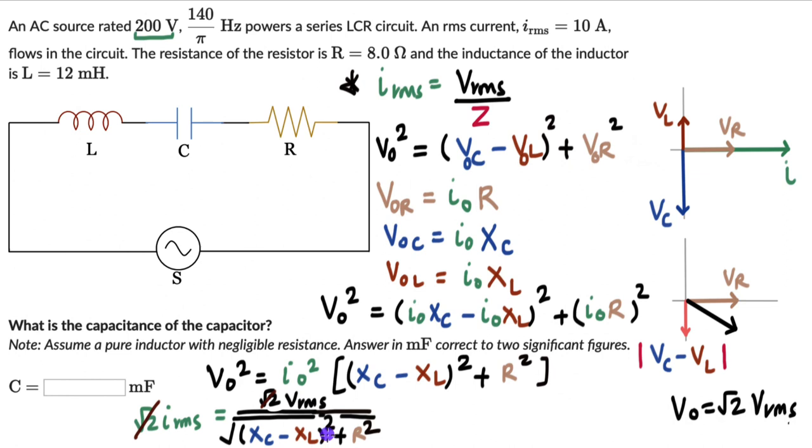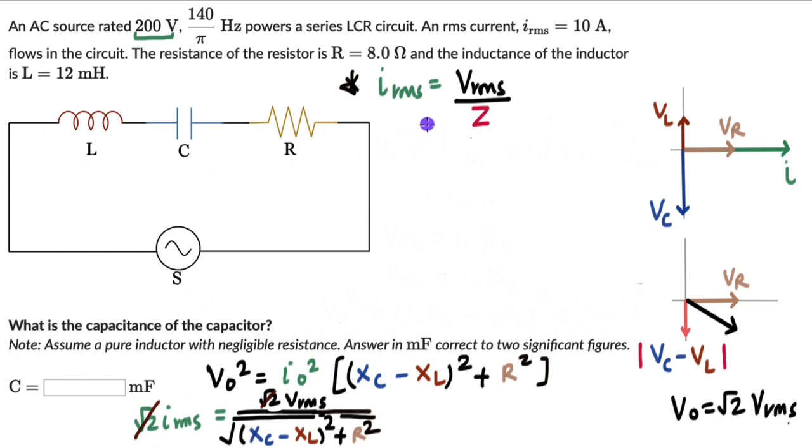Okay, now let's try and figure out the value of the capacitance. So for that, let me make some space. All right, now we know IRMS and VRMS. IRMS is just 10 and VRMS is 200. So Z would be equal to 200 VRMS divided by 10 IRMS. So this is just 20. Okay, so this 20 is equal to this entire thing.